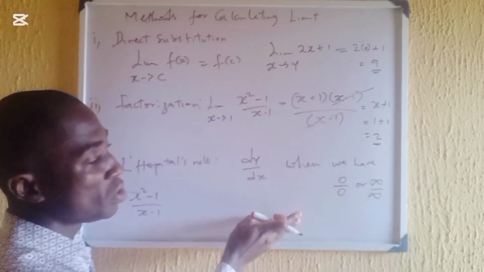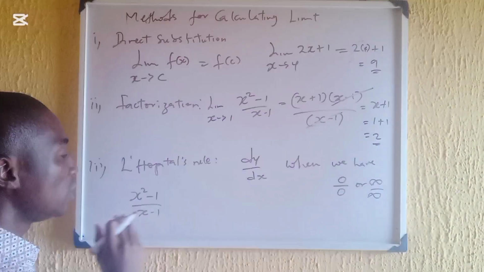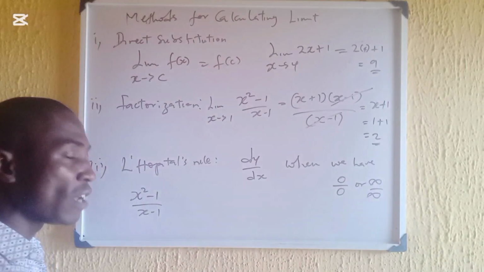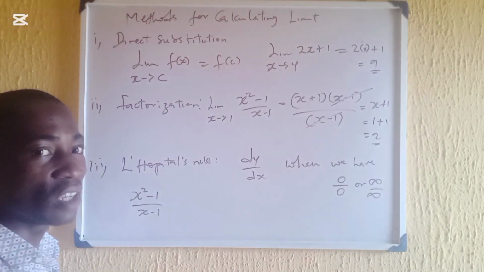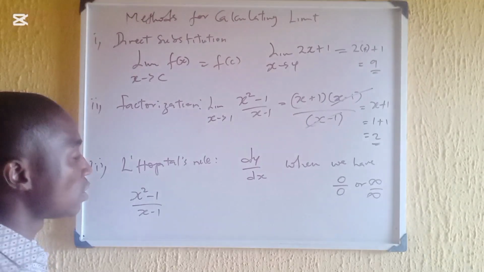So when the limit of the original function gives us either of these, then what do we do? Differentiate the numerator, differentiate the denominator, try finding the limit. If you still can't get it, differentiate again. You keep differentiating until you are able to get the limit.